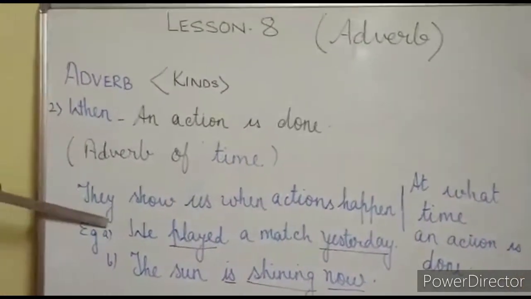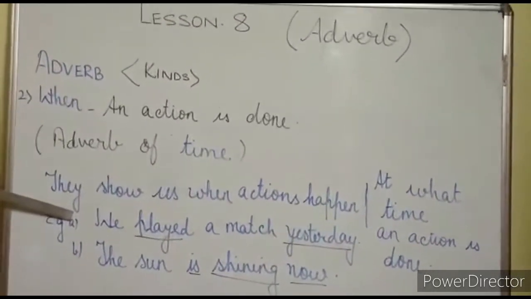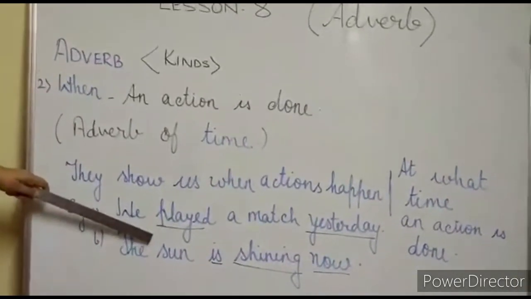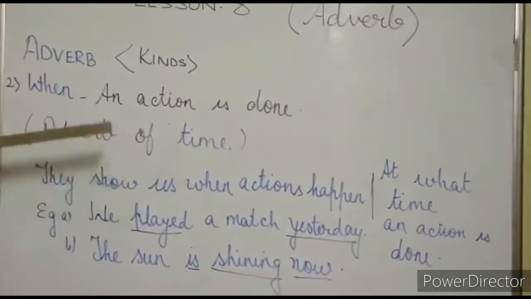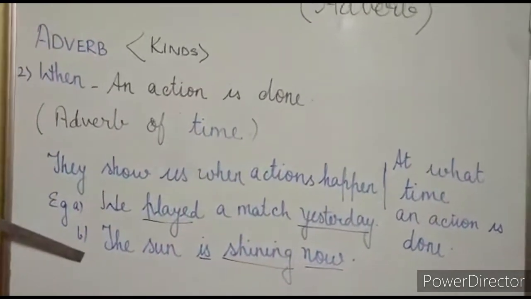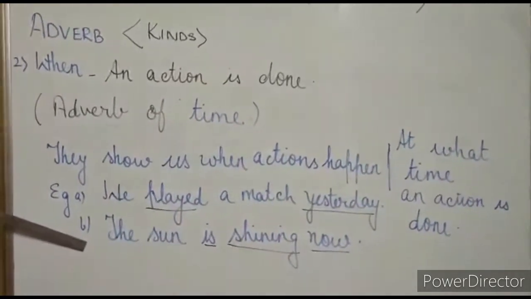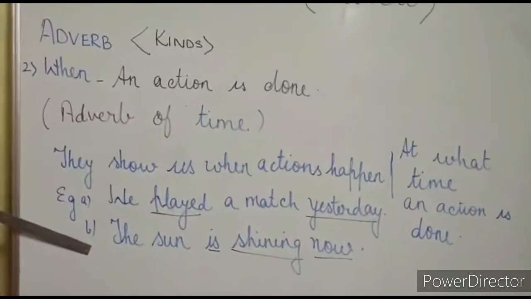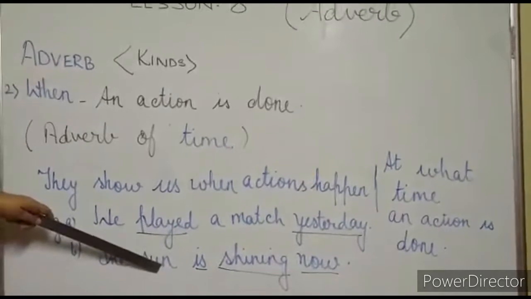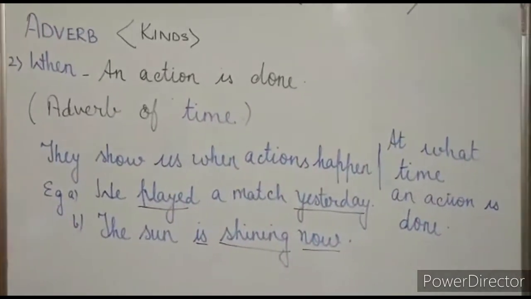We played a match yesterday. We can ask the question, when did we play a match? It is yesterday. So yesterday, this word tells us something more about the action word. So it is adverb, and adverb of time. The second one, the sun is shining now. Again, let us ask the question, when is the sun shining? The sun is shining now. So again, the word now is telling us something more about the word shining. So now is adverb of time.